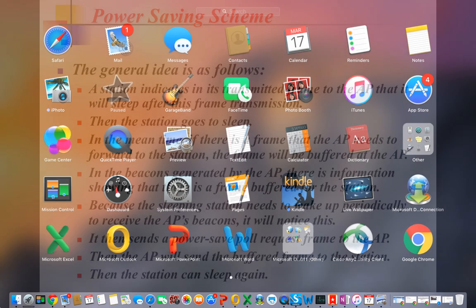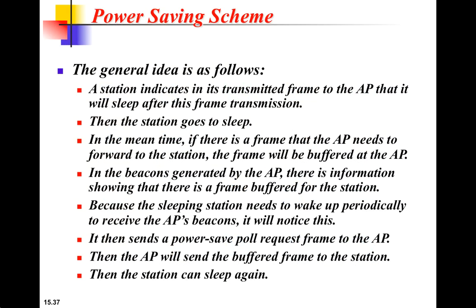And in the meantime, if there is a frame to be sent to it, then the access point, if it has a frame to send to the mobile device, will store it. The access point will buffer the frame. It will not send it to the station directly because the station is sleeping. It will buffer it. It will save it.